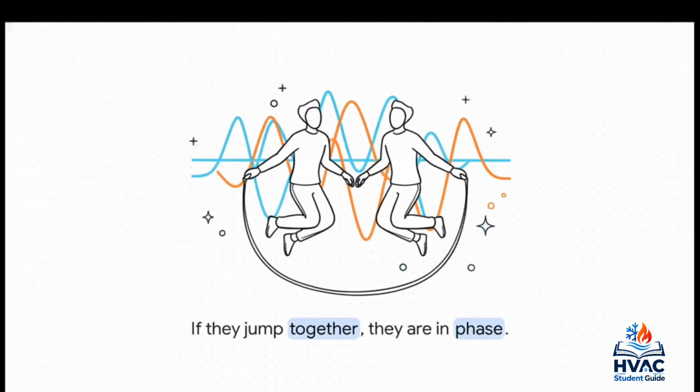Now, the really crucial part is understanding what happens when we have multiple waves, like voltage and current, interacting with each other. Imagine two people jumping rope. If they jump at the exact same time, they are perfectly in phase. But if one person jumps just a split second later than the other, there is a phase shift. In electrical terms, that means our voltage and current are no longer perfectly lined up. Let's see how this actually plays out when we apply different loads to our circuits.